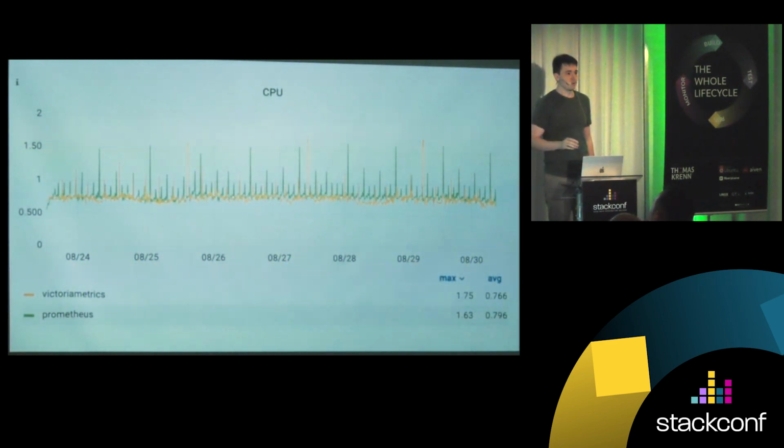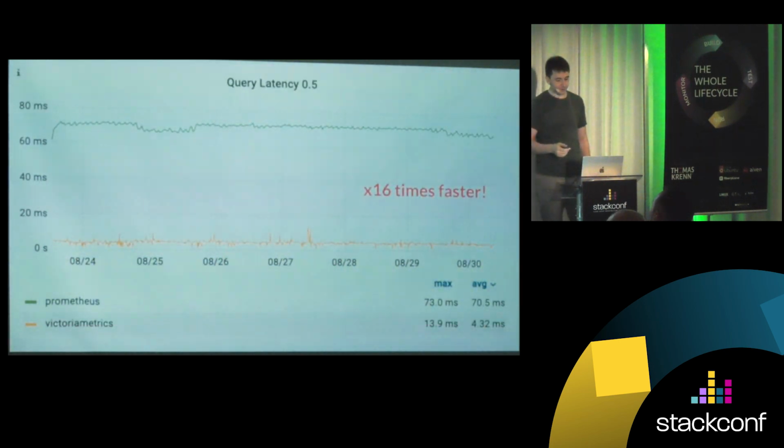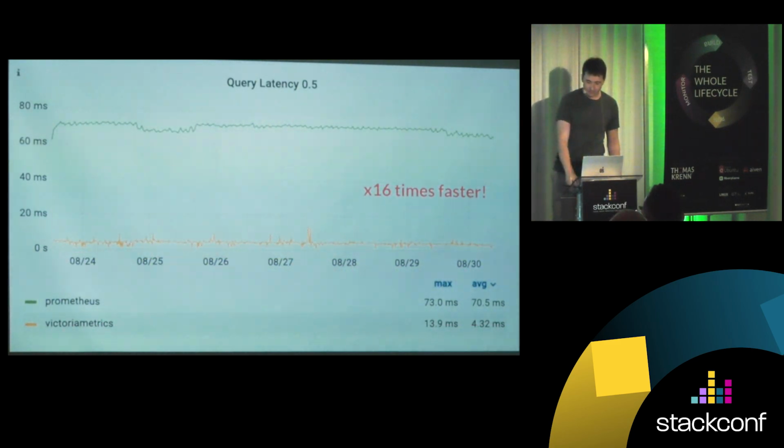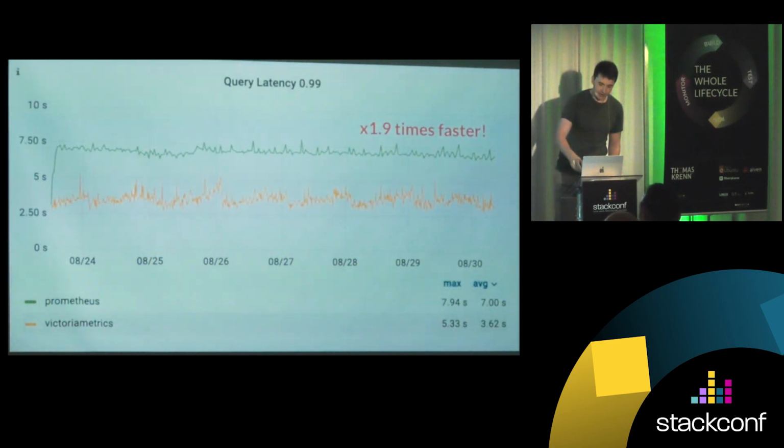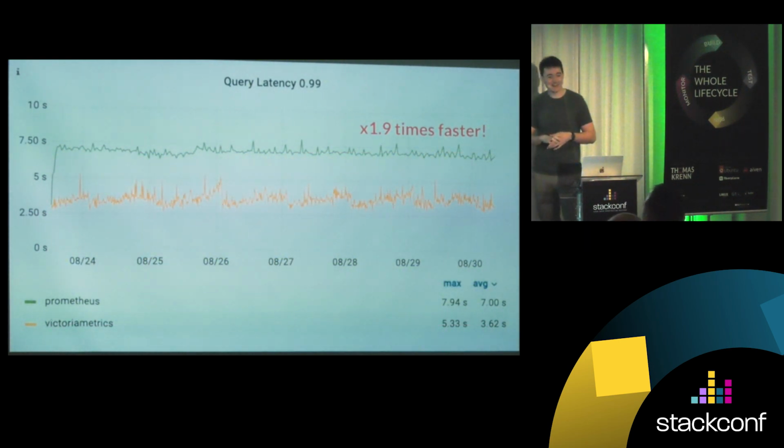In terms of CPU, both solutions behave the same, with the same amount of CPU usage, so no benefits here. But in terms of query latency, VictoriaMetrics is 16 times faster on average for doing the same alerting rules on the same data set. So you get improvement only for this. And also query latency for the 99th percentile is not that impressive. It's only 2 times, but still you have an improvement just for replacing a binary.